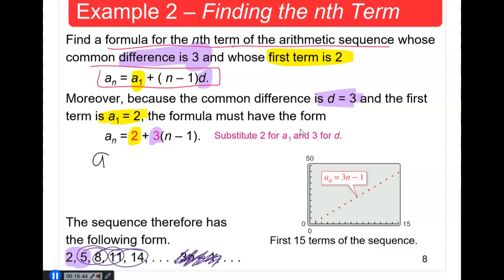So at this point, I'm going to simplify the expression by distributing the 3 to the n and the negative 1 by multiplying them. So always start from left to right. 2 plus 3 times n is 3n. 3 times -1 is -3. And then we're going to simplify it by combining like terms now. So it's going to be 2 minus 3, so that will be equal to -1 plus 3n.